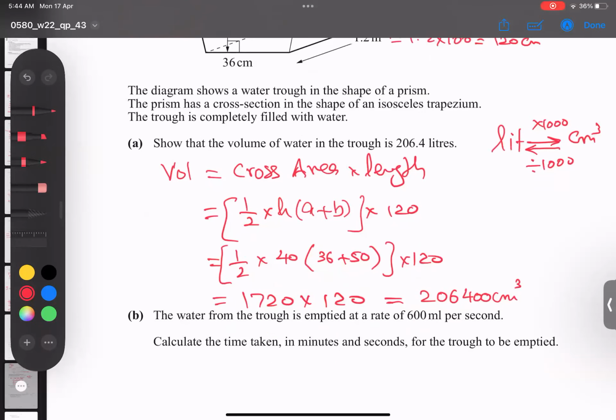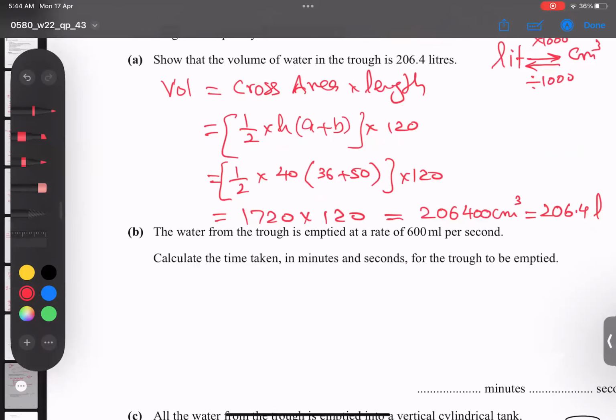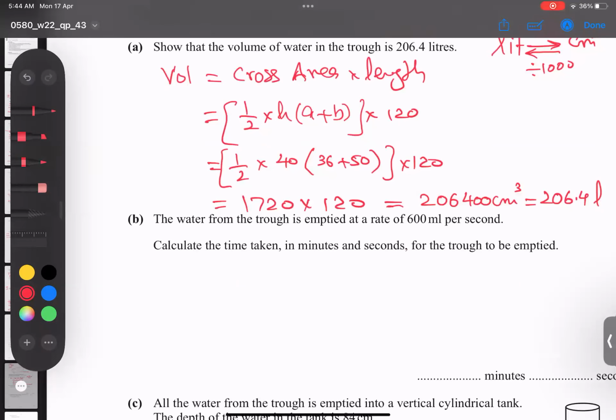So no issue at all. 3 jumps, 1, 2, 3. So it becomes 206.4 liters. Now the water from the trough is emptied at a rate of 600 ml per second. He gave ml, so make sure, and we know that in 1 liter there is 1000. I'm writing it here: 1000 ml is equal to 1 liter. This link is very clear.